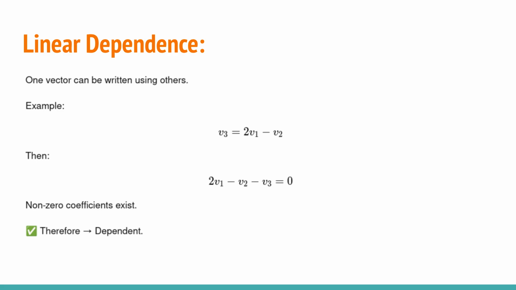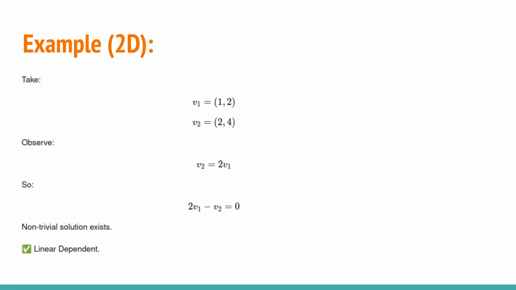For example, if v3 = 2v1 - v2, we have non-zero coefficients in the linear combination equaling 0. Consider the 2D example with vector v1 = (1, 2) and v2 = (2, 4). Since v2 = 2v1, the relationship 2v1 - v2 = 0 has a non-trivial solution, indicating linear dependence.